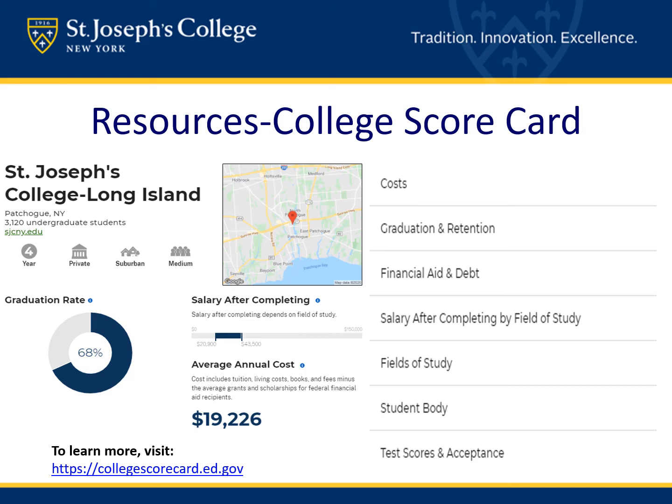And this College Scorecard also gives you the average salary after students complete, and it will do it by major, so you can click on that area and play around with that, and it'll show you what the low and the high is. And then the other really important feature is the average annual cost.